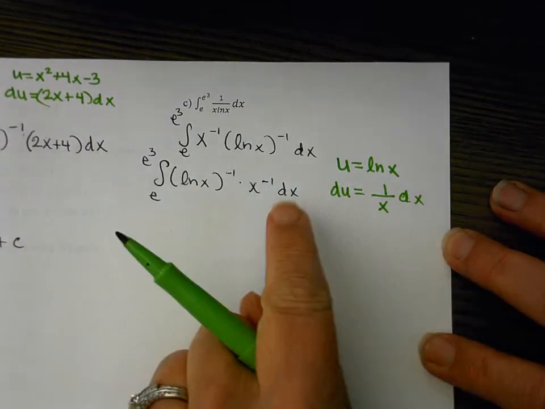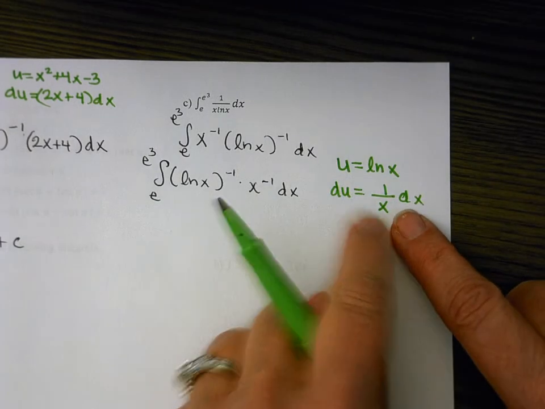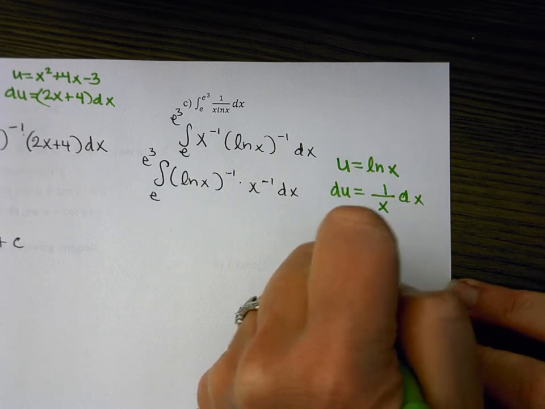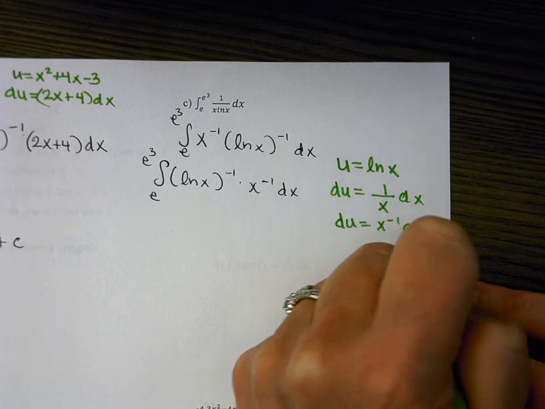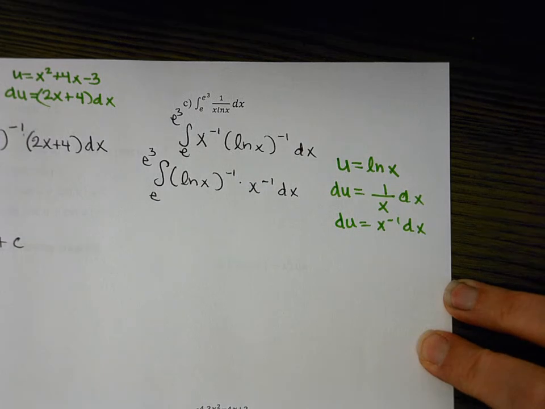So I'm just going to match these up better. I know that I have 1 over x here and x to the -1, and those are just the same. I do not need to write this step. I'm only doing it so you can maybe see that a little better. So 1 over x is the same as x to the -1. All right, so then let's go ahead and do our substitution.